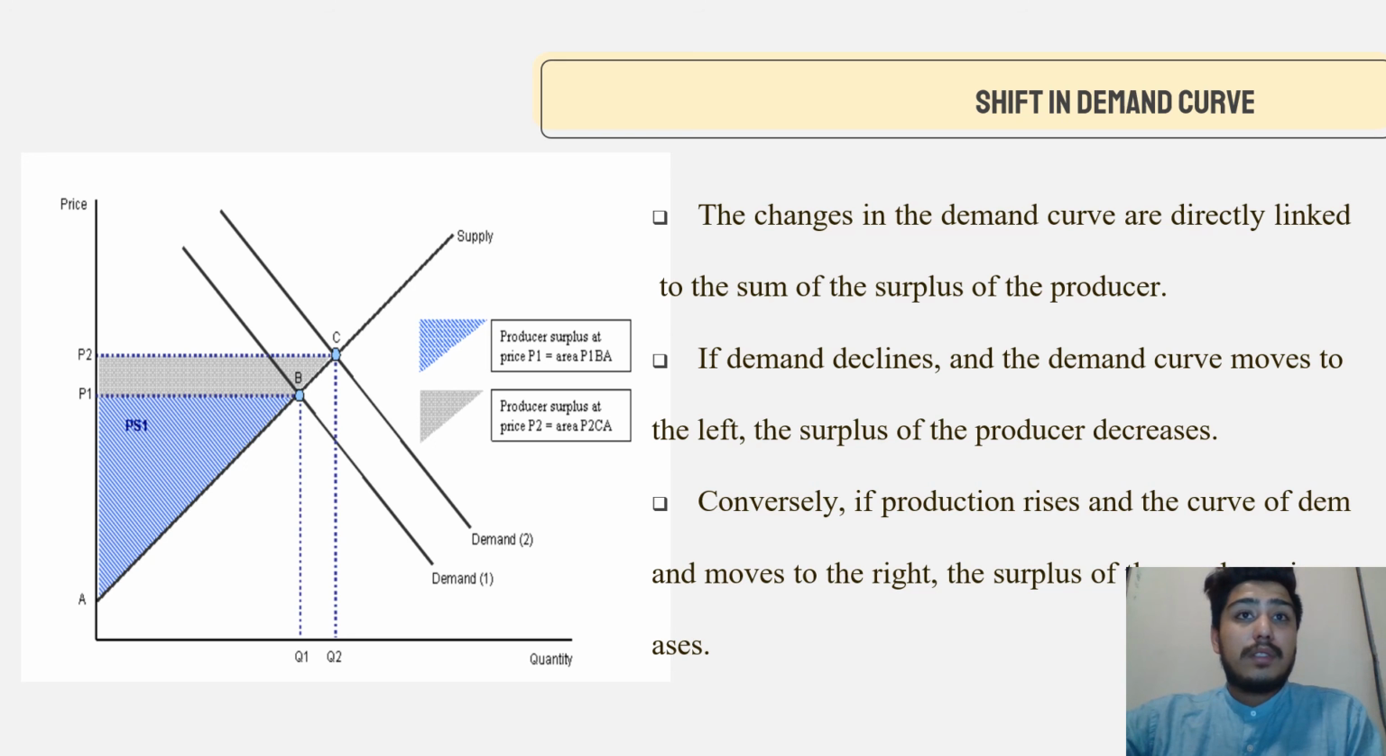The producer surplus at the price P1 is P1BA, and when the price increases from P1 to P2, you can see there is a slight increase in the surplus of the producer, resulting in the area P2CA. So the changes in the demand curve are directly related to the surplus of the producer.